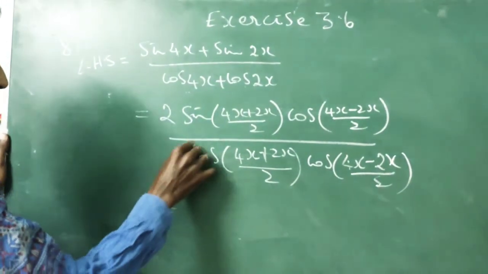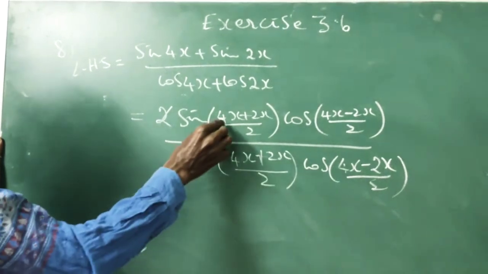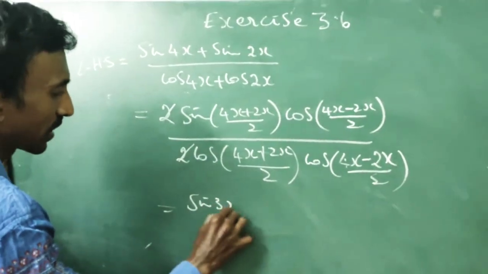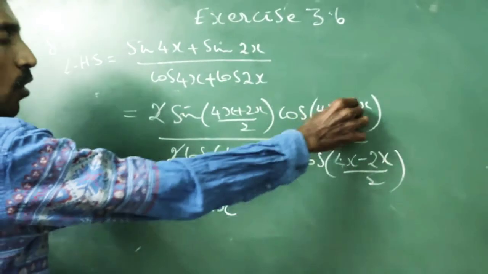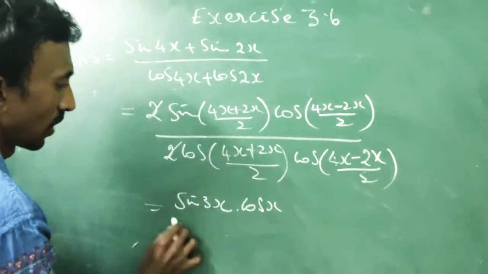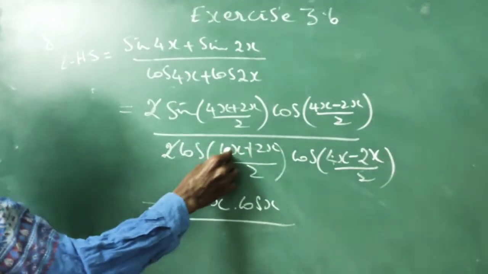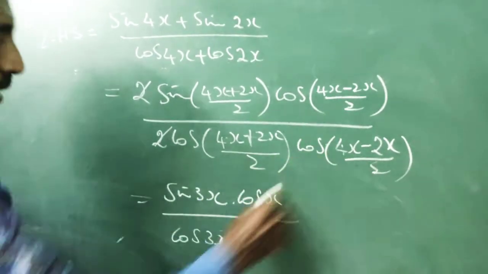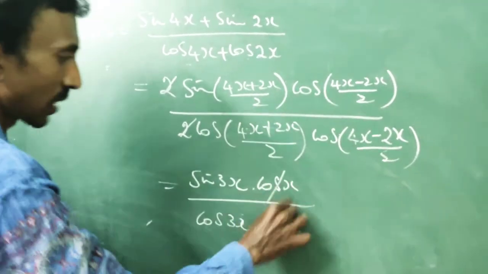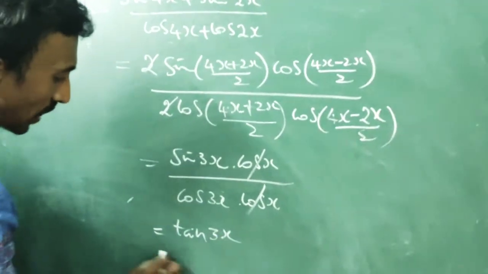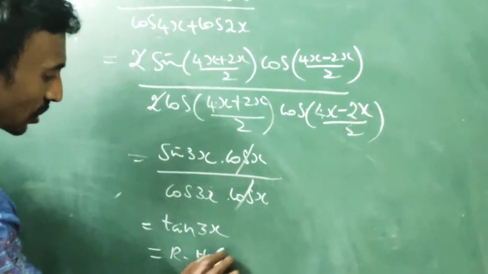So we can cancel this 2. 4 plus 2 is 6, 6 by 2 is 3, so sin 3x. 4 minus 2 is 2, 2 by 2 is 1, into cos x. Similarly in the denominator, 6 by 2 is 3, cos 3x, again cos x. This cos cancels. Sin by cos is tan 3x. That is the RHS.